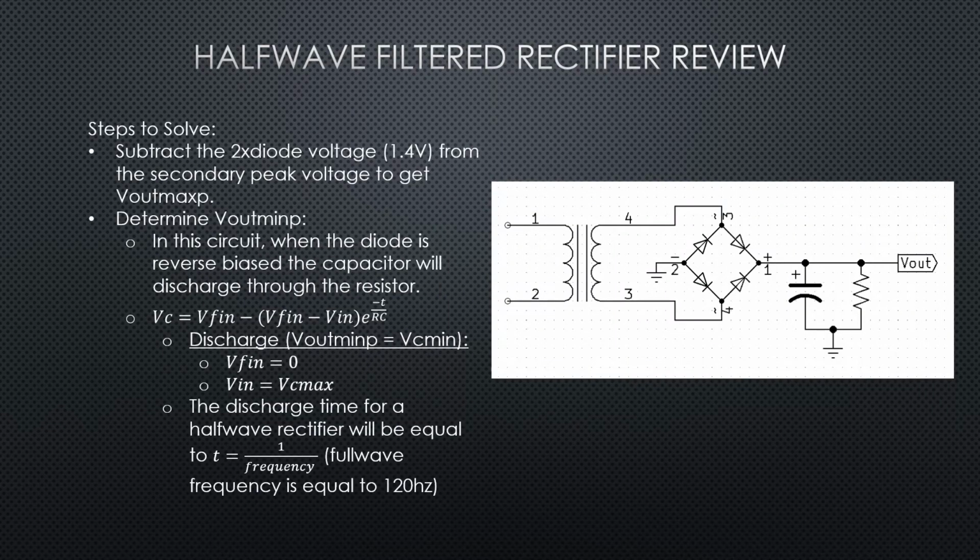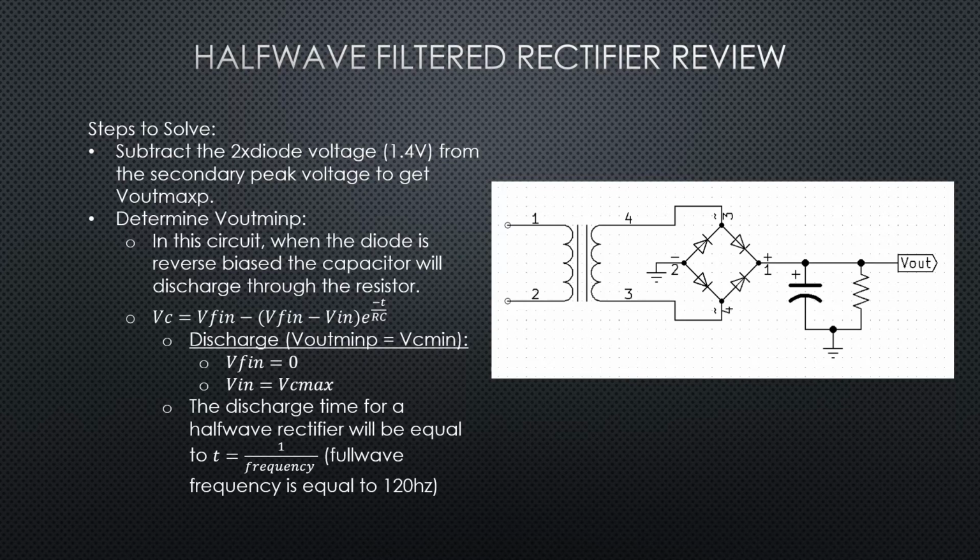Now that we have the secondary voltage, we can figure out what Vout max is going to be, or VC max, by subtracting 2 diode drops from the voltage on the secondary, and that's going to be 1.4 volts. And now we need to figure out what Vout min is going to be, and that is essentially going to be the discharge of the capacitor through the load resistor.